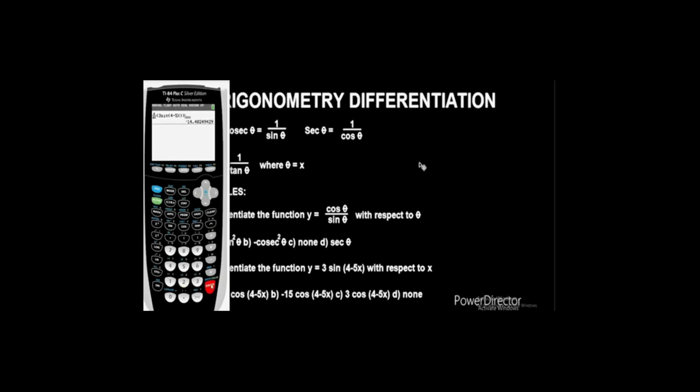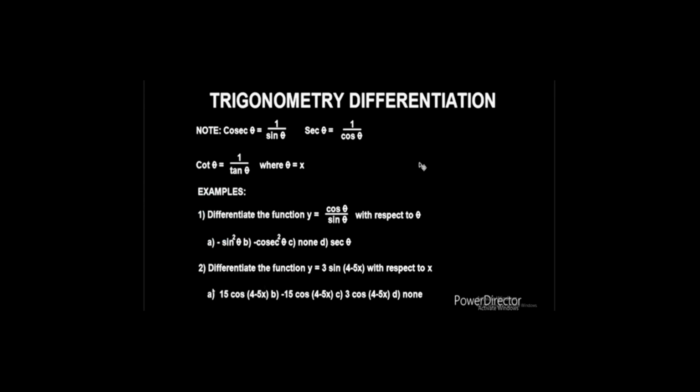So we have minus 14.40. Right now we're going to simplify the options. Any one that gives us minus 14.40 will be the answer to this question. Let's clear this. Okay, so let's evaluate or simplify the options now.